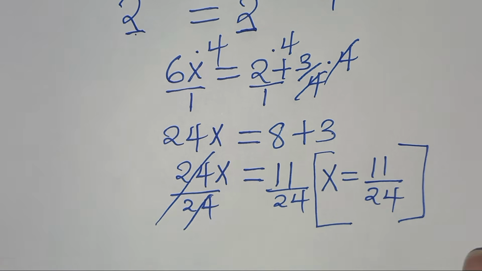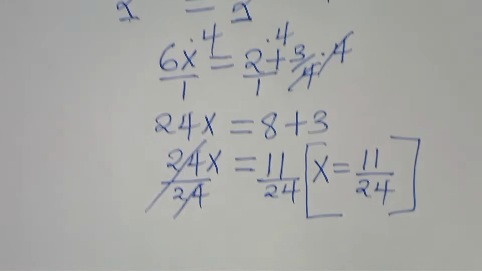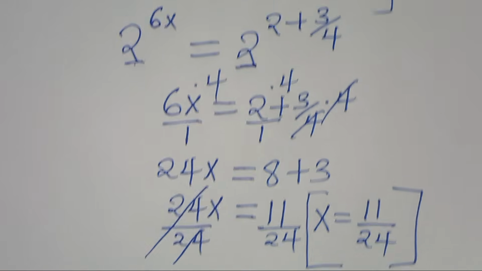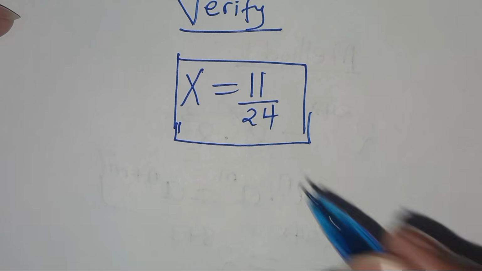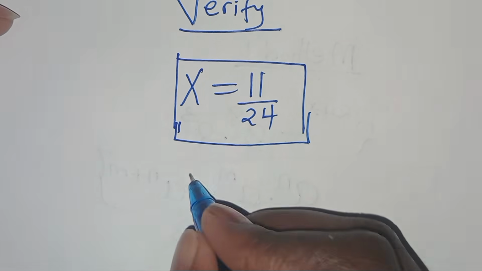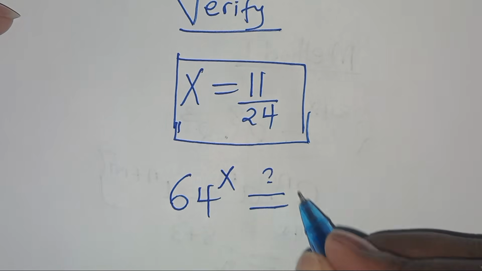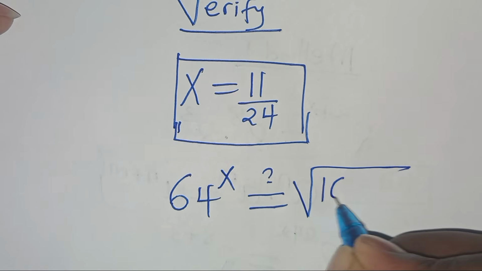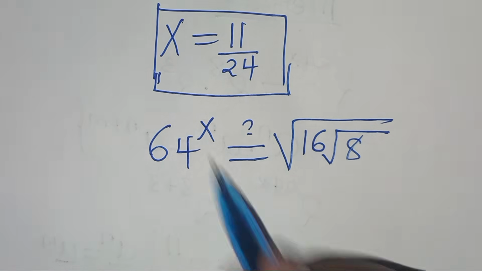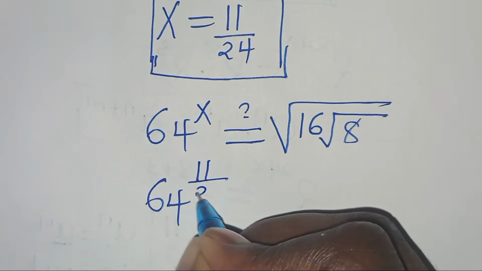Both method 1 and method 2 give us the same value of x. So the next step is to verify. So let's verify if this value of x satisfies the equation as follows. Now let's verify that this value of x, which is 11/24, satisfies the equation. We have 64 raised to the power of x. This should be equal to square root of 16 multiplied by square root of 8. Now let's substitute the value of x. We have 64 raised to the power of 11/24.